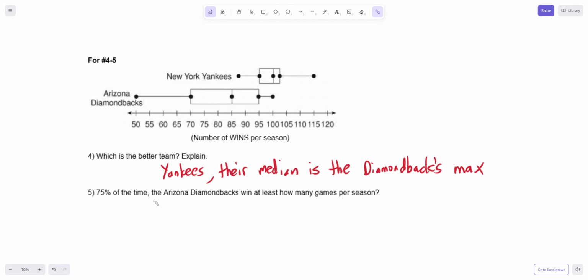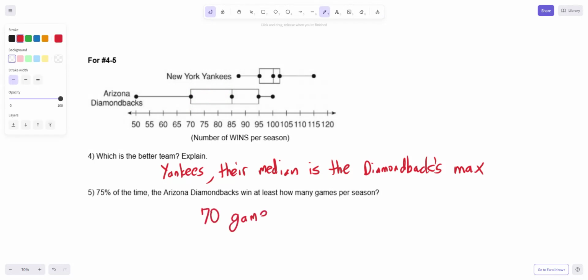So 75% of the time the Diamondbacks win at least, I just said that. What the heck? 25, 50, 75. So the cutoff is there. So they win at least 70 games, 75% of the time.